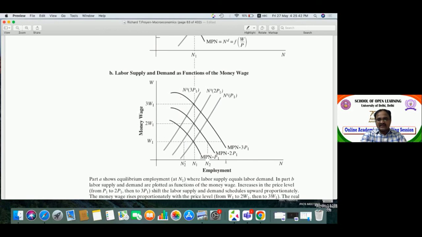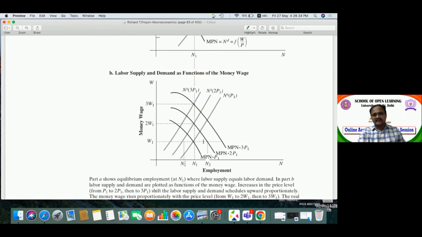Suppose the earlier curve is MPN 1. If labor demand is increasing, if producers hire more labor, they can produce more output. So they must increase the wage rate. With more demand for labor, they must pay a higher wage rate. So the labor demand curve shifts rightward, and that will move the wage rate to this level, W2, if the supply curve is constant.